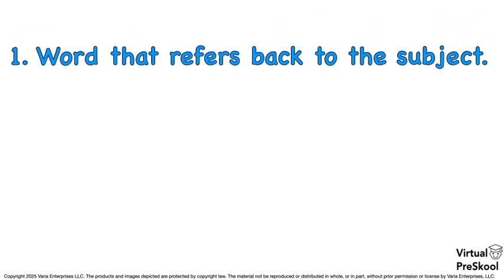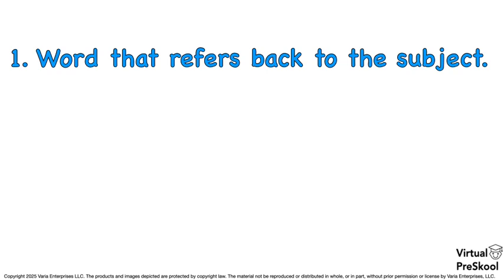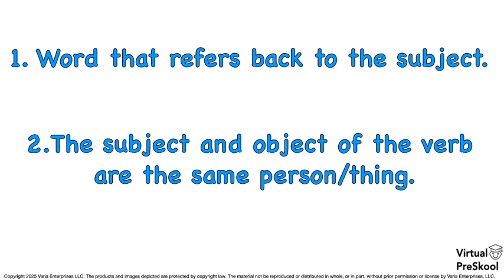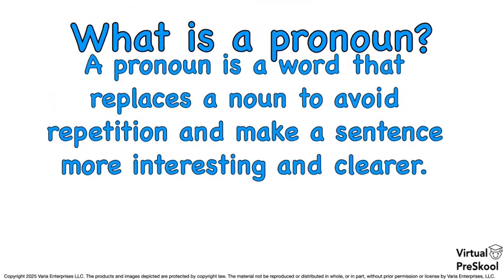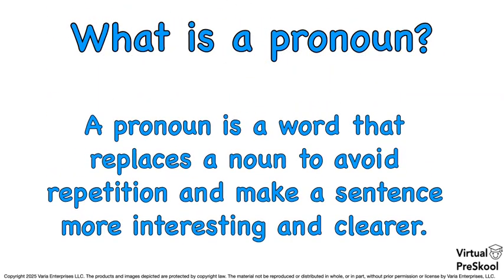So again, reflexive has two meanings. A word that refers back to the subject, the person or thing that the sentence is about, and the subject and object of the verb are the same person or thing. So now we understand what reflexive means. So let's quickly review what a pronoun is. A pronoun is a word that replaces a noun to avoid repetition, make a sentence more interesting, and make a sentence clearer.